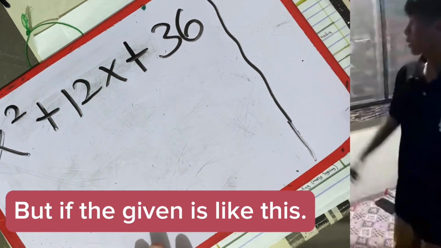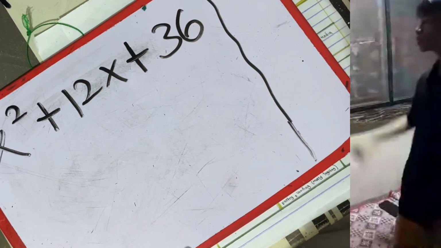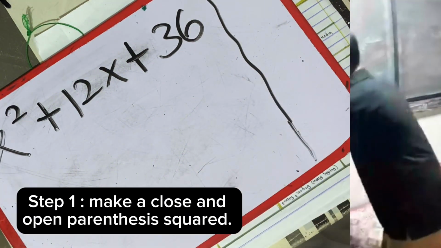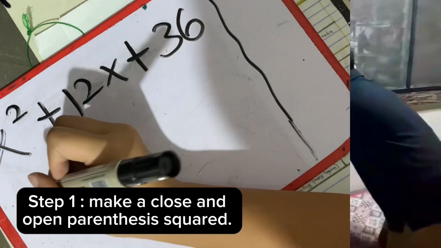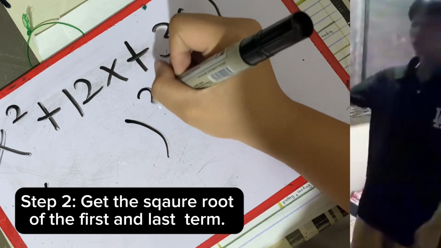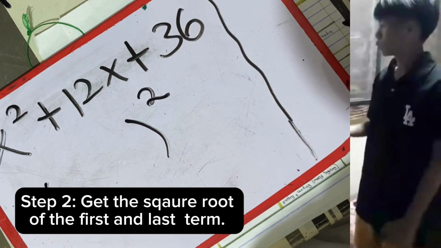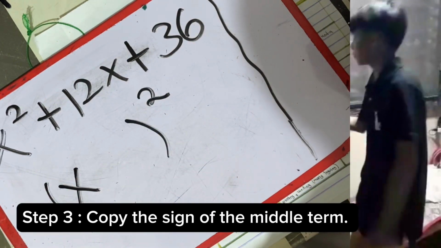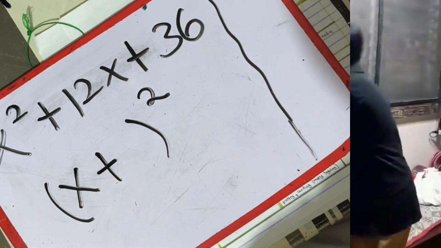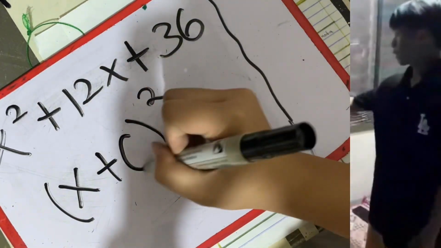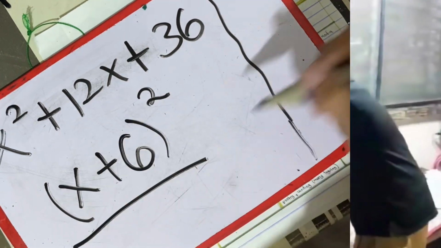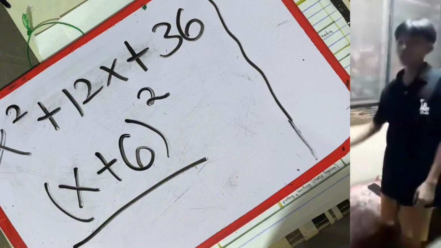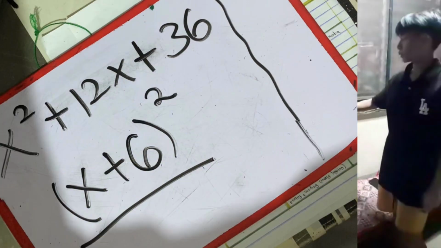But the given is like this, x squared plus 12x plus 36. The first step is you need to make open and close parentheses, squared. Then get the square root of the first and last term. So the square root of x squared is x. And then the square root of 36 is 6. And then the third step, you need to copy the sign of the middle term. And then the final answer is this. So the final answer of this question is x plus 6 squared.